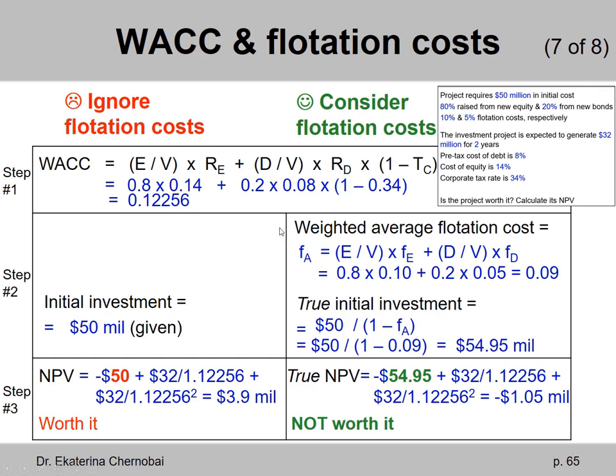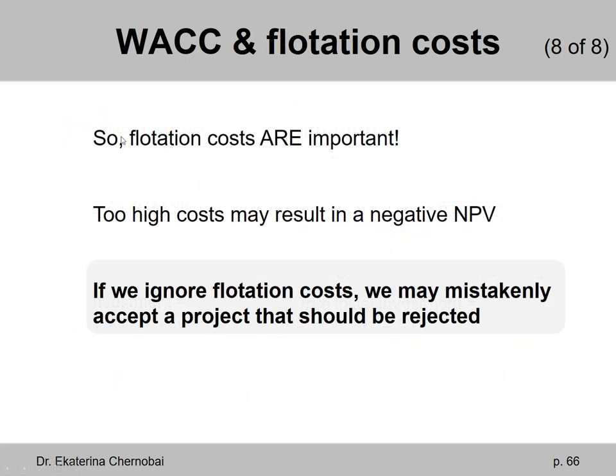So you see how ignoring or not ignoring flotation costs may make a difference between accepting a project and rejecting it. So flotation costs are very important. Too high flotation costs may result in a too high initial investment, which will make the net present value negative. If we ignore flotation costs, we may mistakenly get a positive NPV. So we may mistakenly accept the project, which in fact should be rejected.